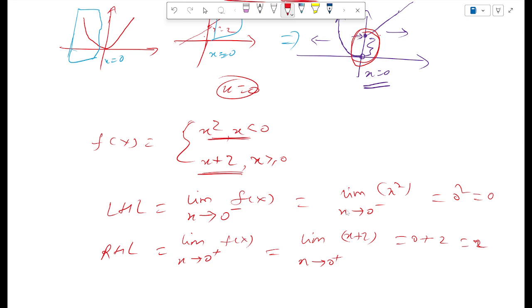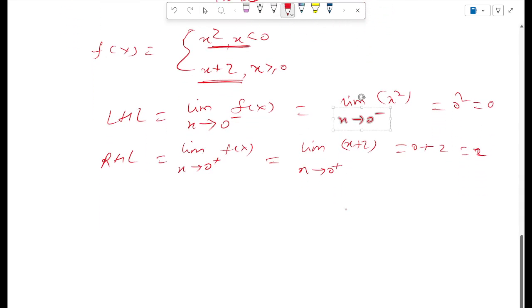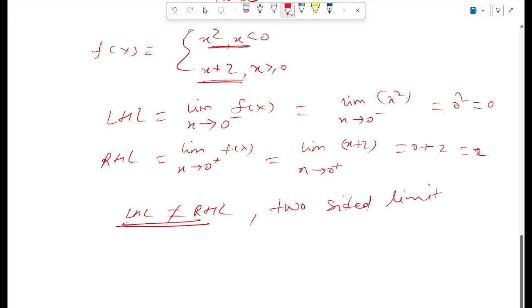Now here we can see that the left hand limit does not equal the right hand limit. So we can say the two-sided limit does not exist, which means the limit as x tends to 0 of f(x) does not exist for this function. If the limit does not exist, then we can say the function is not continuous at that point.